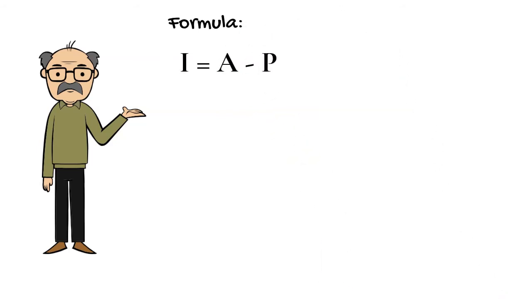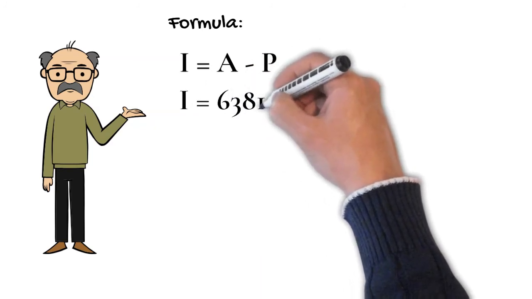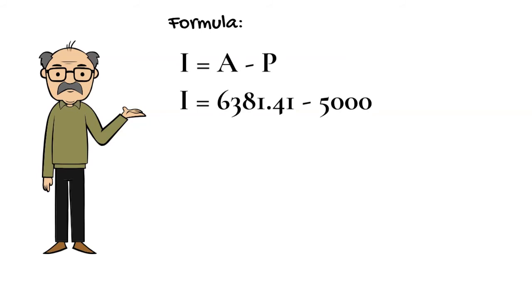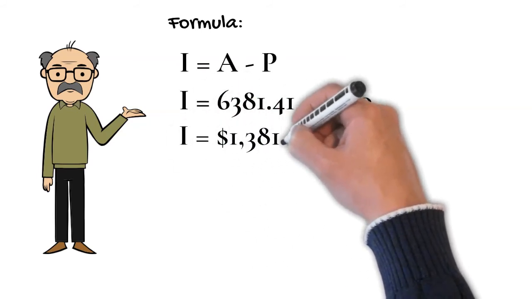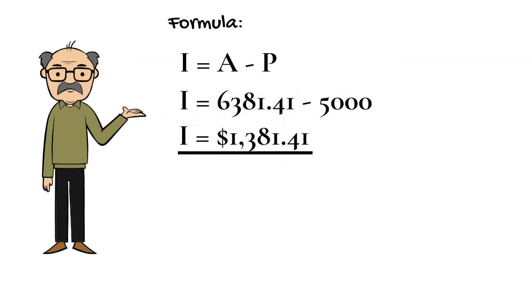Let's proceed then to find part B, your total interest earned during the 5 years. A minus P is $6,381.41 minus 5,000, and this gives us $1,381.41. This should ring a bell if you have watched the first video in our series.